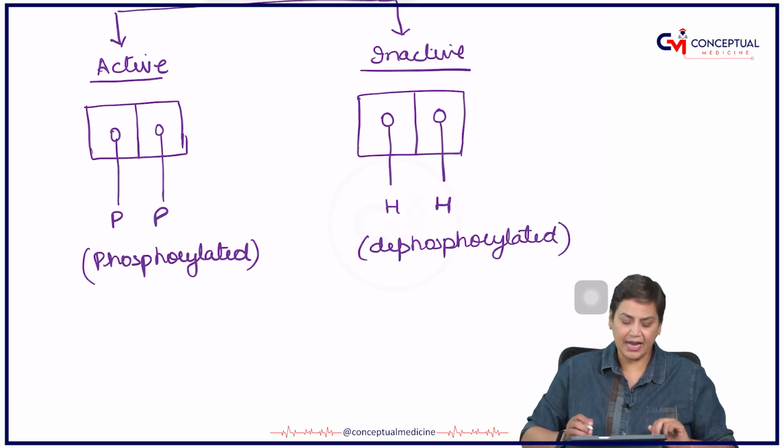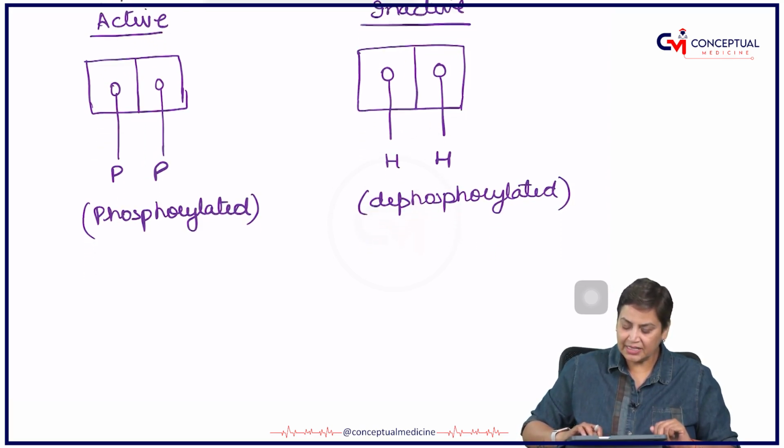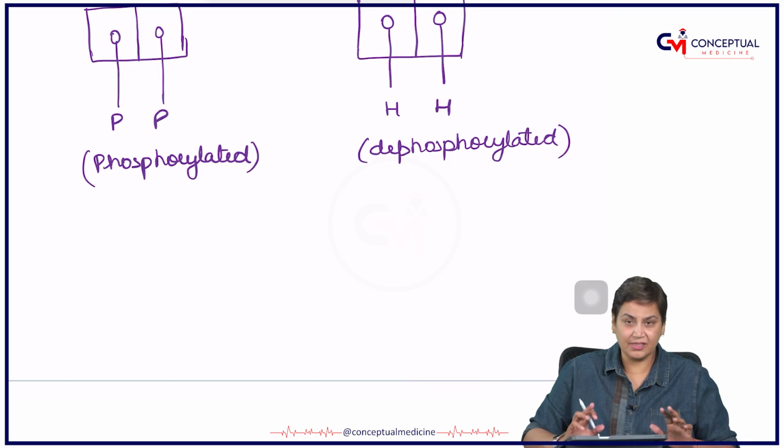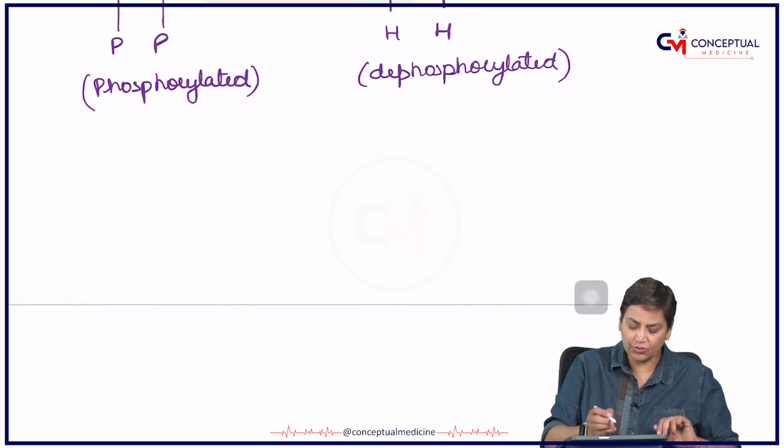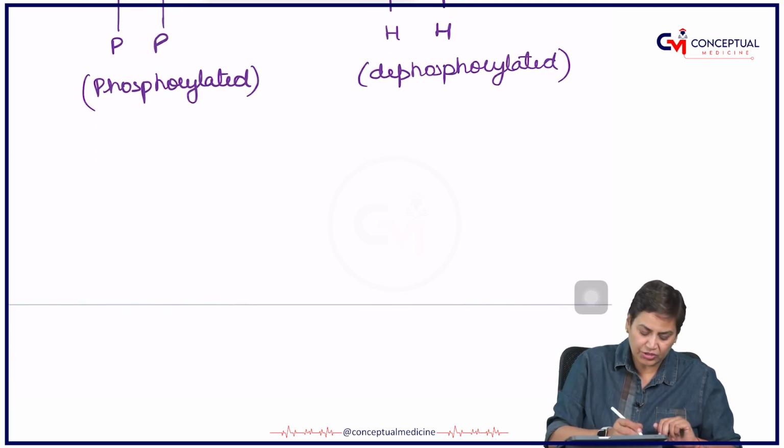One has to understand the difference of this. Clear? So this is glycogenolysis. If I have to just write the main points, the most important point about glycogenolysis is that debranching enzyme is bifunctional.